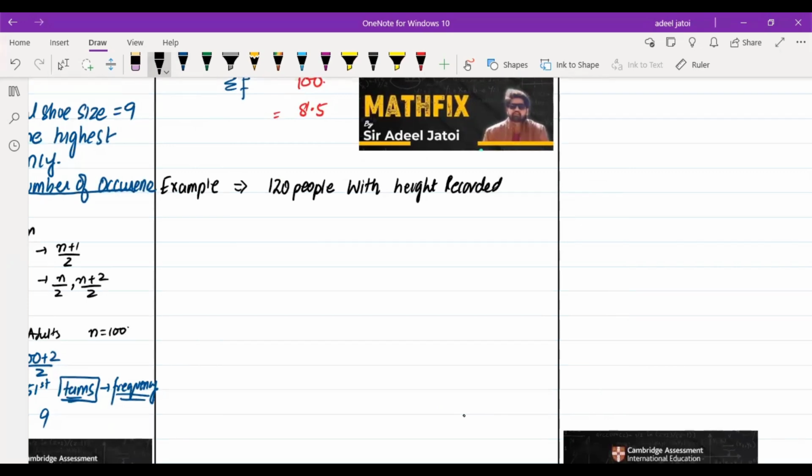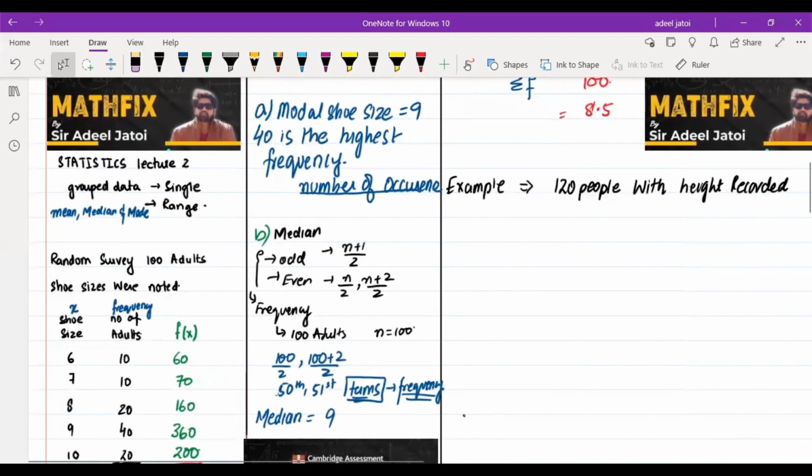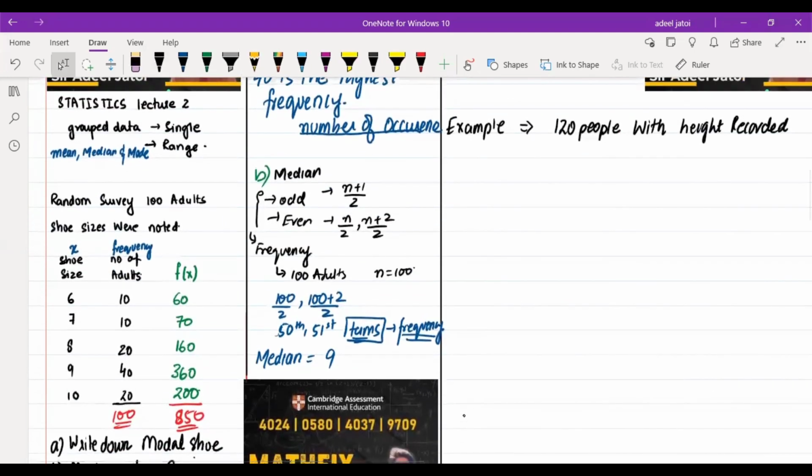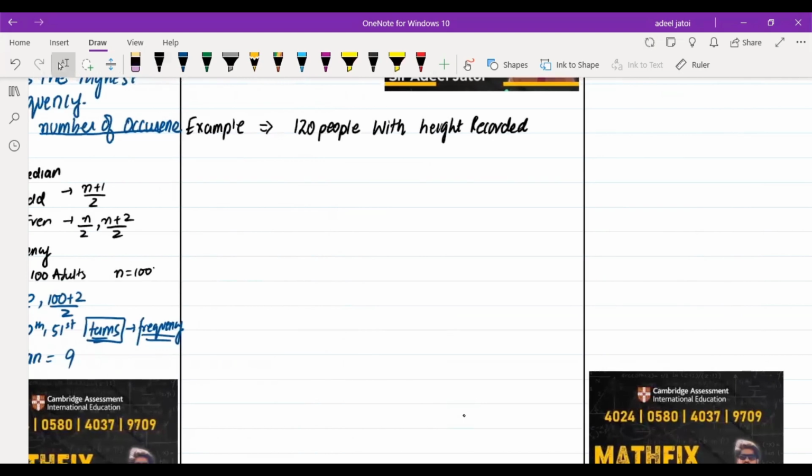Now, the difference between these two kinds of data is this: when you have single data, this is your discrete data as well. You should be knowing the name. And when you have a range, this should be your continuous data. One is your discrete, the other one is continuous. So now we are working on continuous data because we are working on the range.